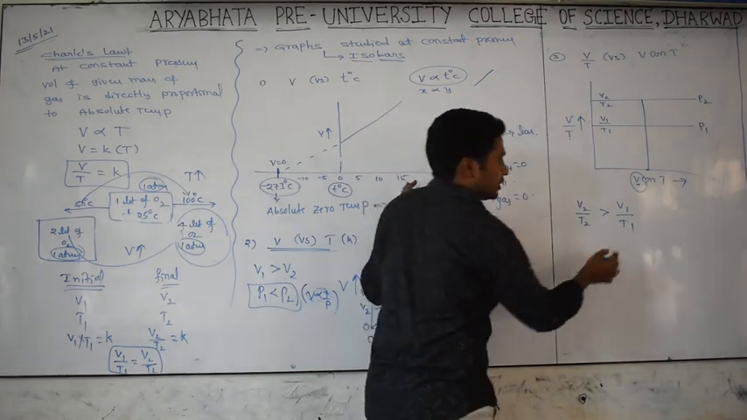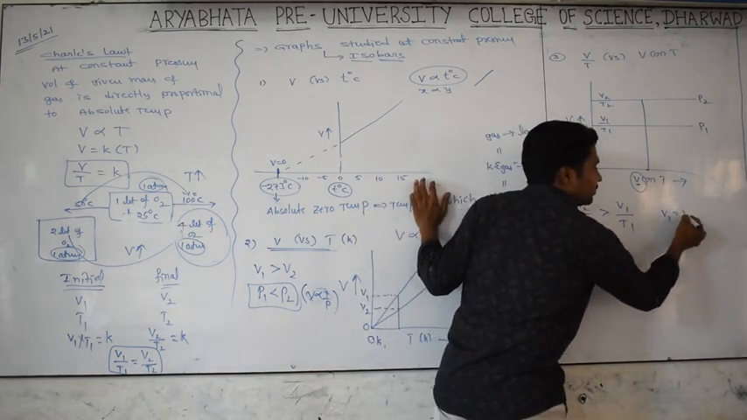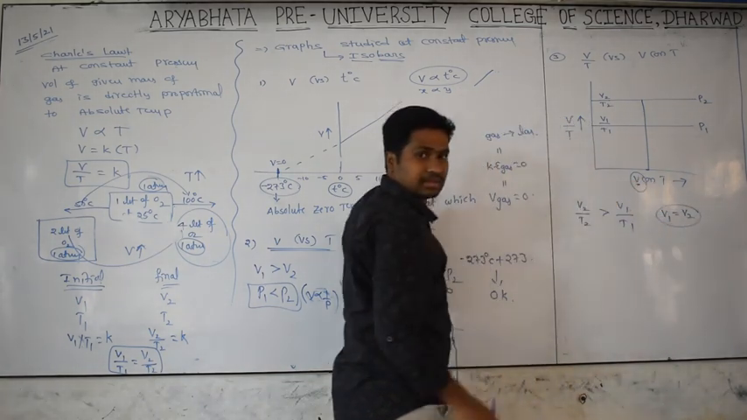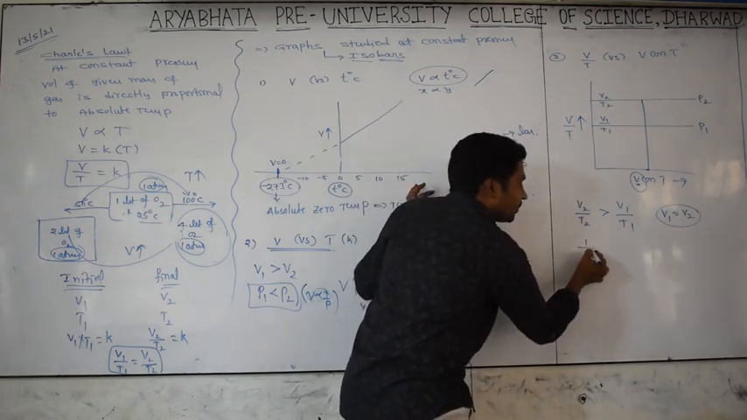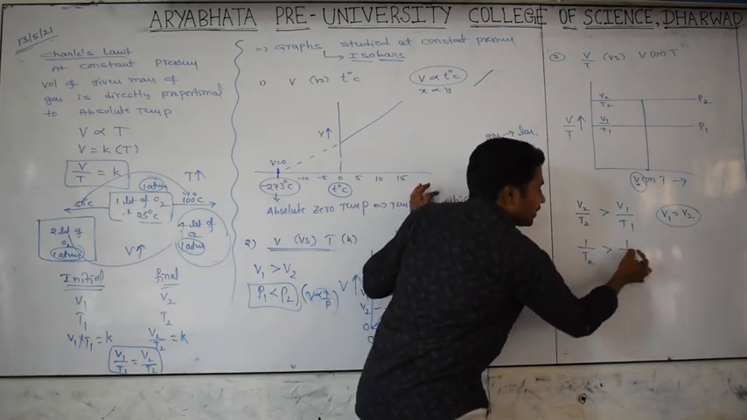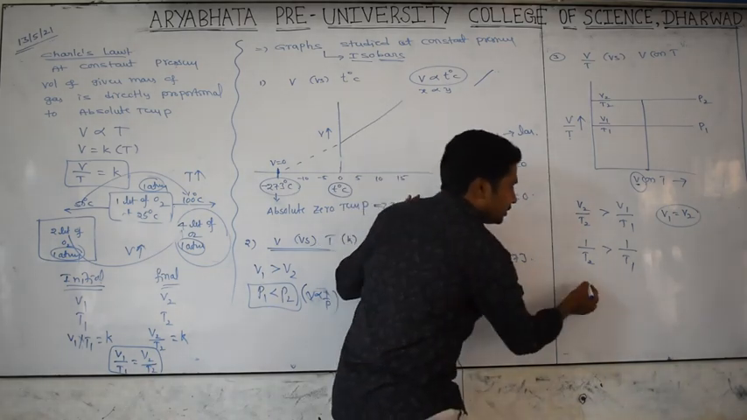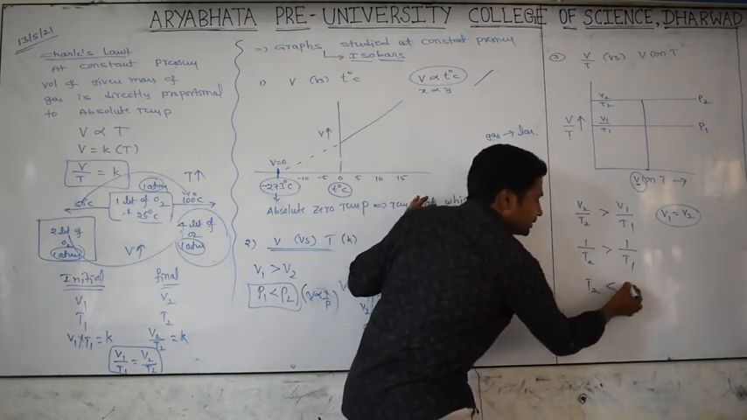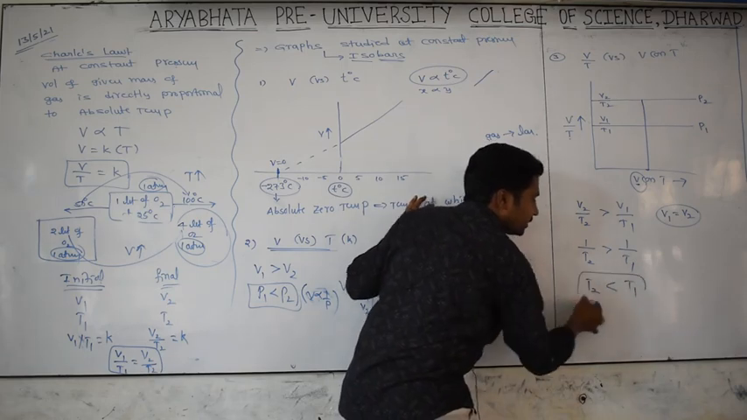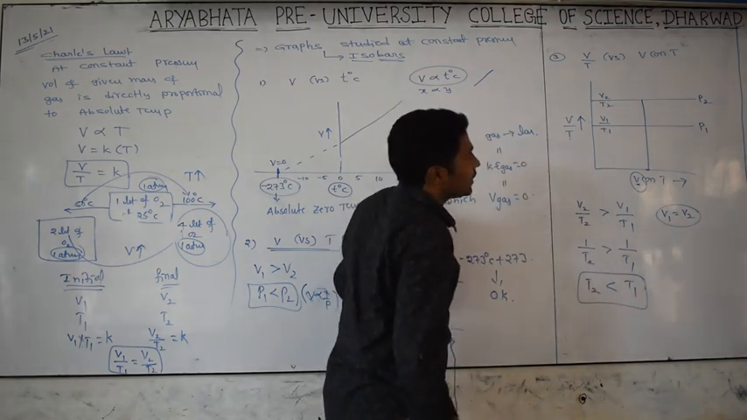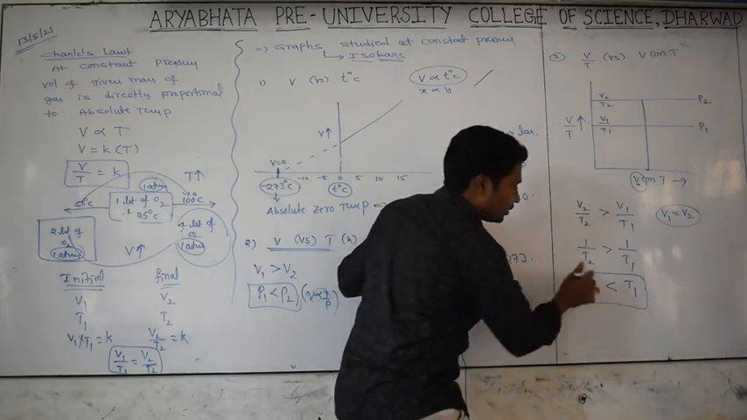Which you are maintaining constant? V is maintained constant, means V1 is equal to V2. Then it cancels. Then what are you getting? 1 by T2 is greater than 1 by T1. Automatically, what happens? Reverse. Then you are getting T2 is less than T1. This is the relation we are getting. So we are getting the P1 P2 relation.